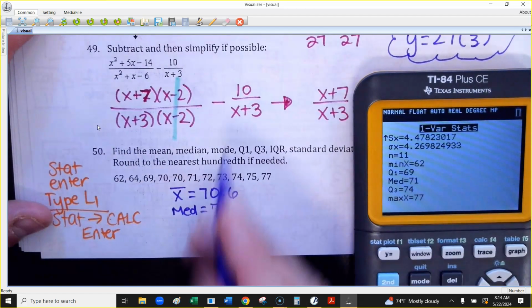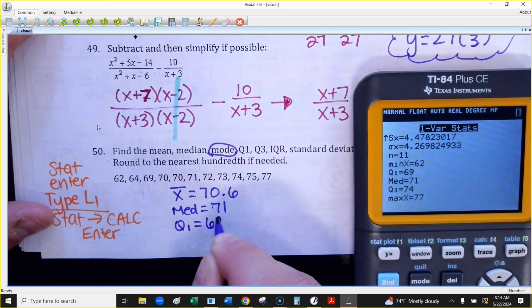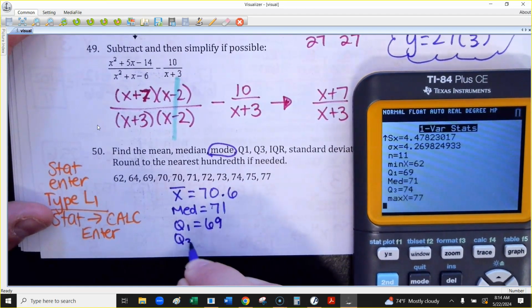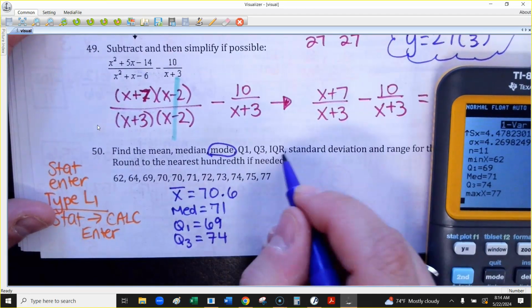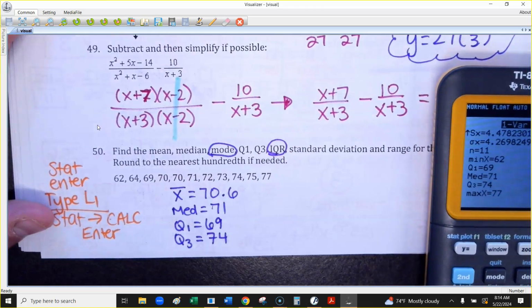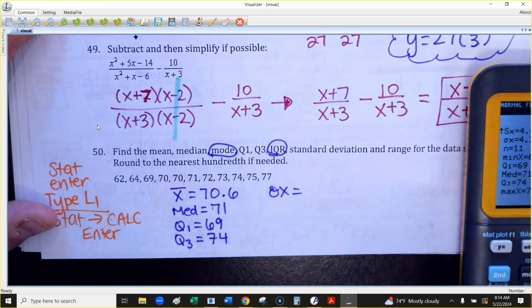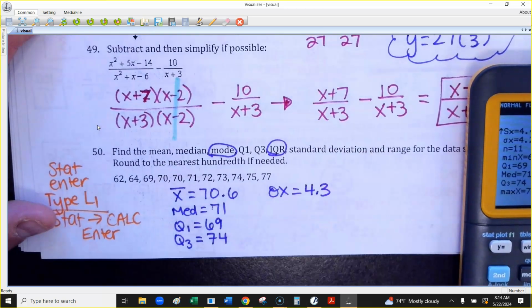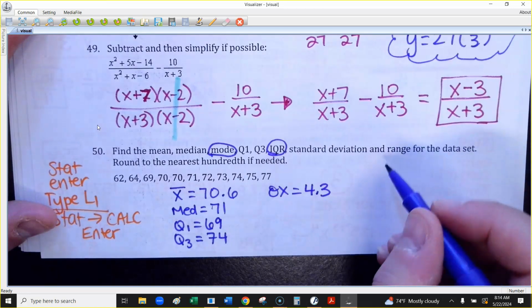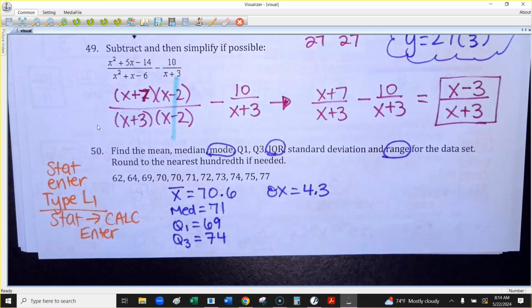All right, mode, I'm going to hold off for a second. Q1 is 69, Q3, you guys can see these on the screen, is 74. Now, interquartile range, I'm going to hold off on for a second because that's not displayed either. And standard deviation is the little sigma x, which I'm just going to do to the nearest tenth. It's about 4.3. And the range, those 3 that I circled are not on the screen. All the other ones are on the screen.